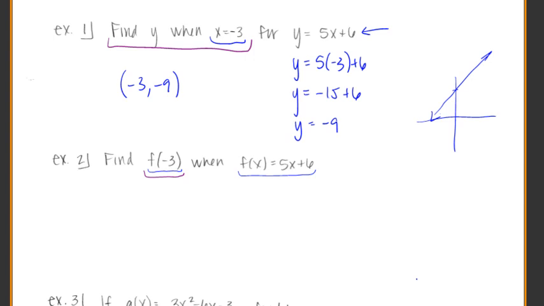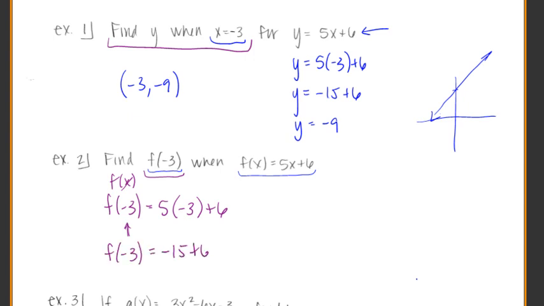Okay, so f of negative 3, see how instead of saying f of x, we replace the x with a negative 3? That tells you what to do. If I replace the x in the parentheses with negative 3, then replace the x on the right side also with negative 3. It's as simple as that. So f of negative 3 is equal to negative 15 plus 6, or f of negative 3 is equal to negative 9. So again, whatever's in that parentheses is always an x value. What comes out is always a y value, and it gives you the exact same coordinate, negative 3, negative 9. Okay?